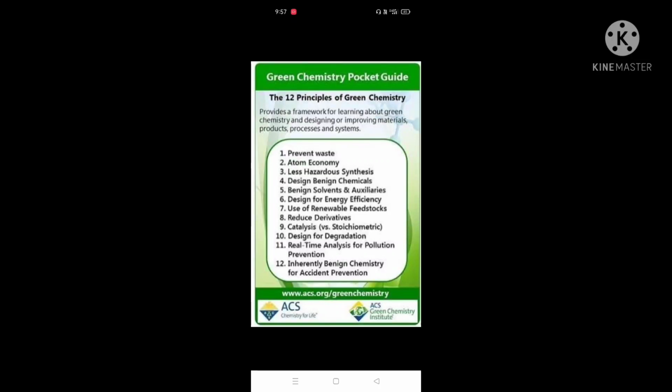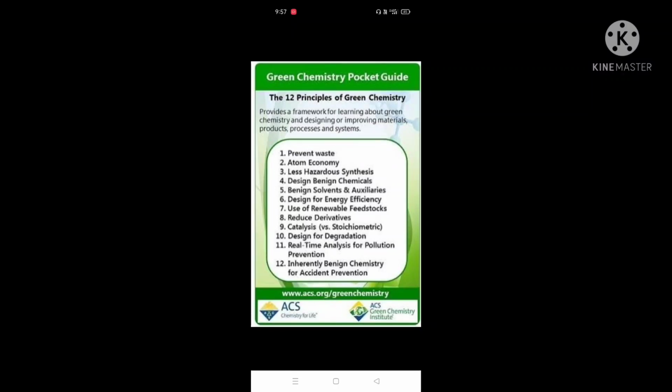Benign solvents and auxiliaries. We also use benign solvents. Take the simple reaction of starch. Under hydrolysis, finally we get glucose. No harmful chemicals are used here, because H2O is purely water. So after the hydrolysis process, starch gives glucose. That is one example of this principle.